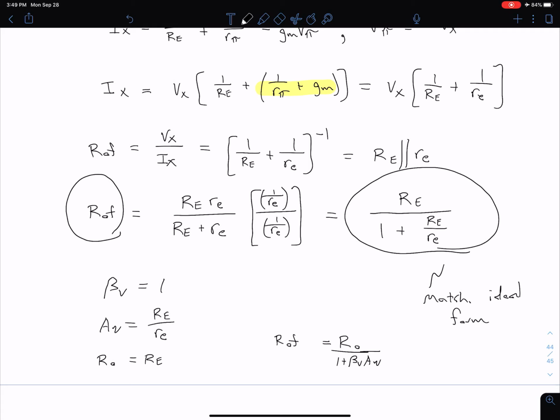So again, with our input and output resistance, just like we saw with our transfer function, these forms can be made to match our ideal forms if we can find the right relationships for our circuit parameters.